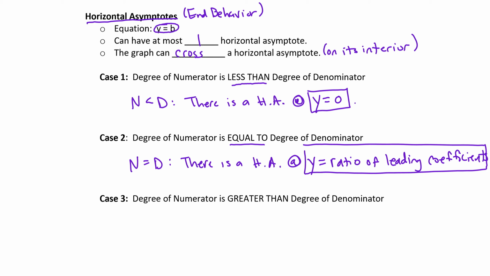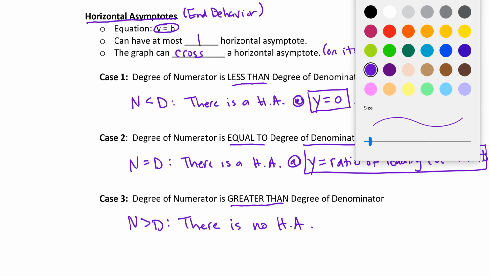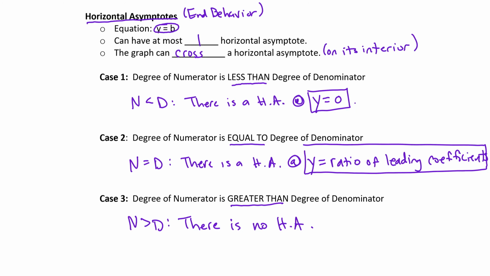The third case, the degree of the numerator is greater than the degree of the denominator, then there is no horizontal asymptote. Now there's a fun little way to remember at least two of these rules.